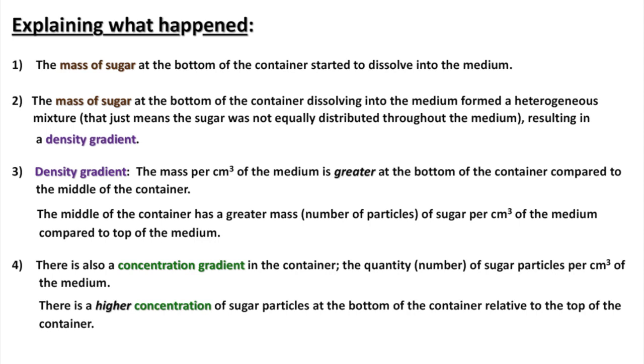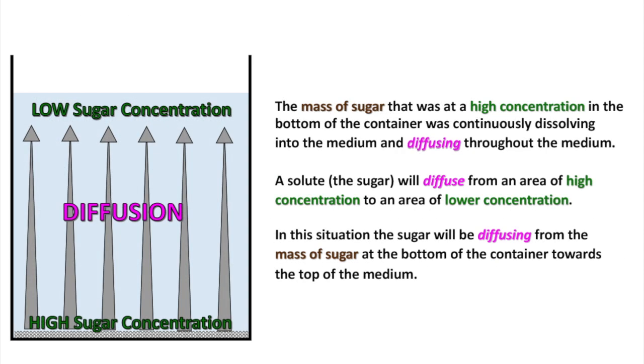4. There is also a concentration gradient in the container, the quantity, number, of sugar particles per centimeter cubed of the medium. There is a higher concentration of sugar particles at the bottom of the container relative to the top of the container. The mass of sugar that was at a high concentration in the bottom of the container was continuously dissolving into the medium and diffusing throughout the medium.